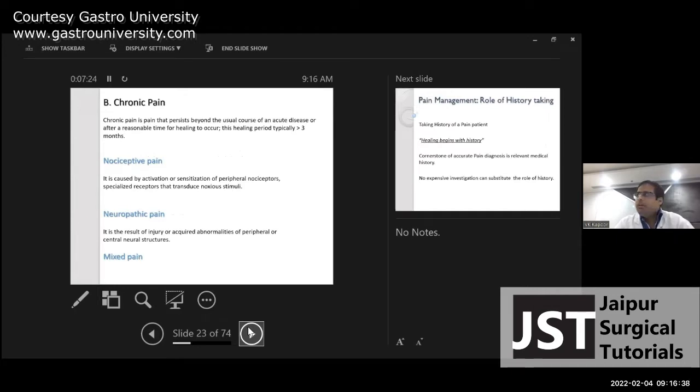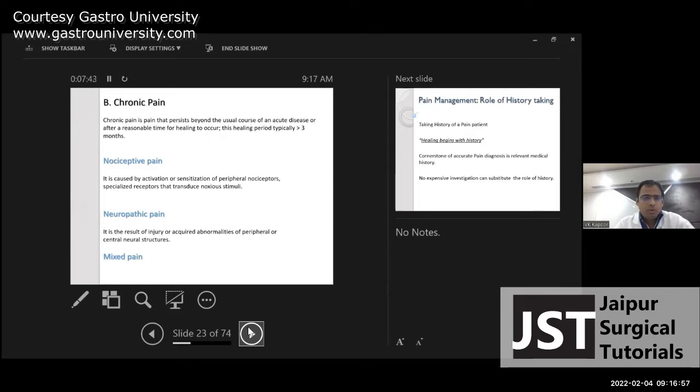Chronic pain is the pain which persists beyond the usual course of acute disease. It's not just the 3 months criteria which we are taking for chronic pain. It is also if the usual course of acute disease is over and the pain is still persisting after that, then it can be said to be chronic pain.